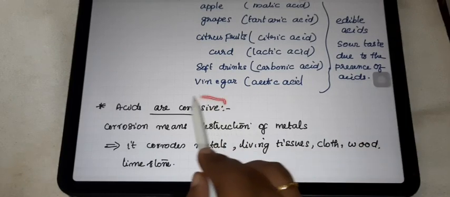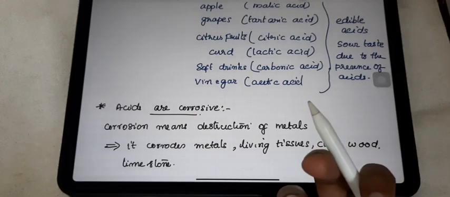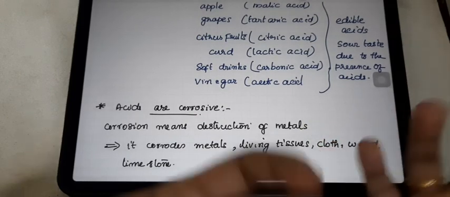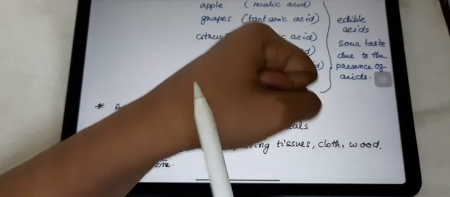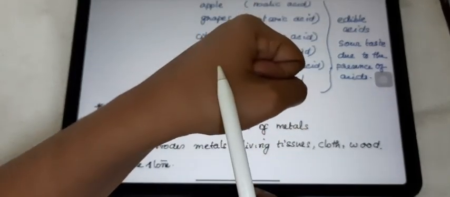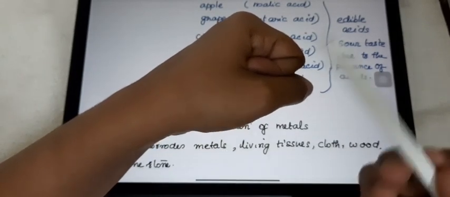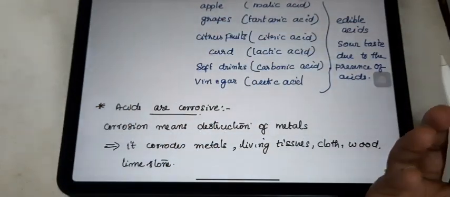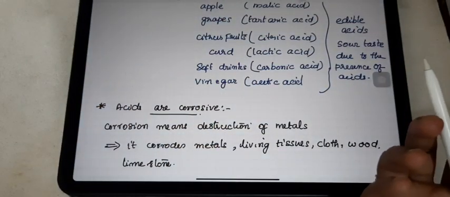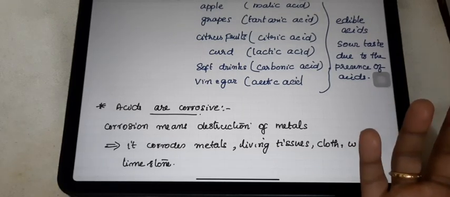Then, as I told, the next property of acids is that they are corrosive. What is the meaning of corrosion? The destruction, the damage. When an acid touches our body, if it is a strong acid, it will surely damage our body. That means it will also damage plants, animals, any living tissue, or sometimes wood.